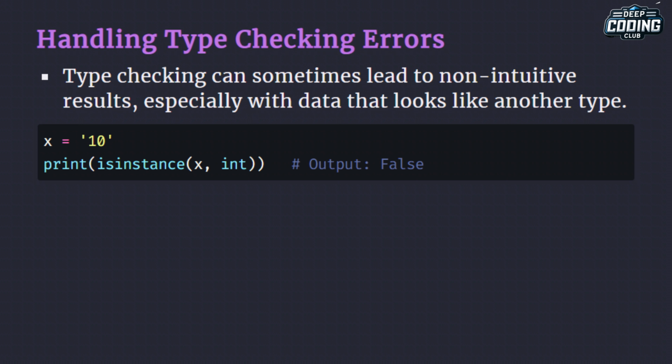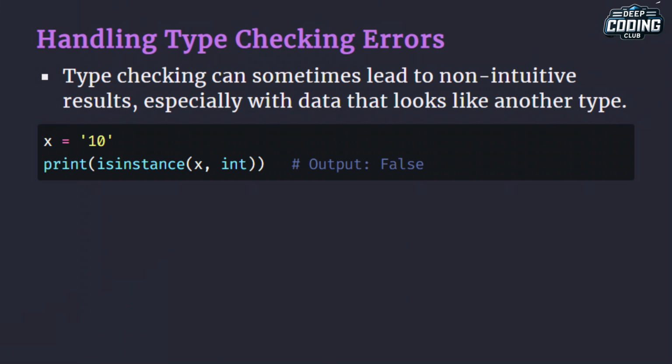Let us see it by an example which we have just recently covered: x is equal to 10, but it is not a number, it is a string. And if I call isinstance(x, int), because I was expecting x to be an int, but which is not, it will output false.